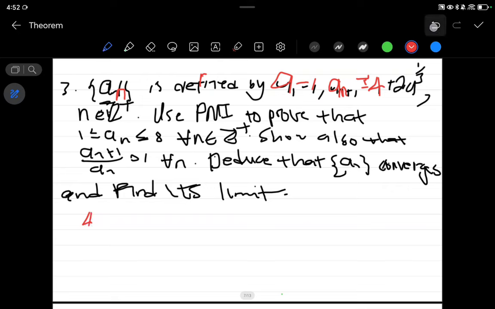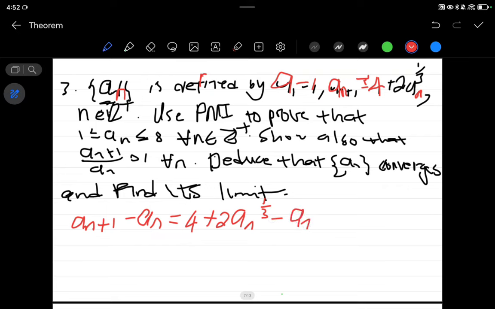So for us to show this, the best way is this, guys, is to say a of n plus 1 minus a of n, right? Then we know that our a of n plus 1 is the cube root of 4 plus 2 a of n, to the 1 over 3. You see, right? Then I subtract a of n.